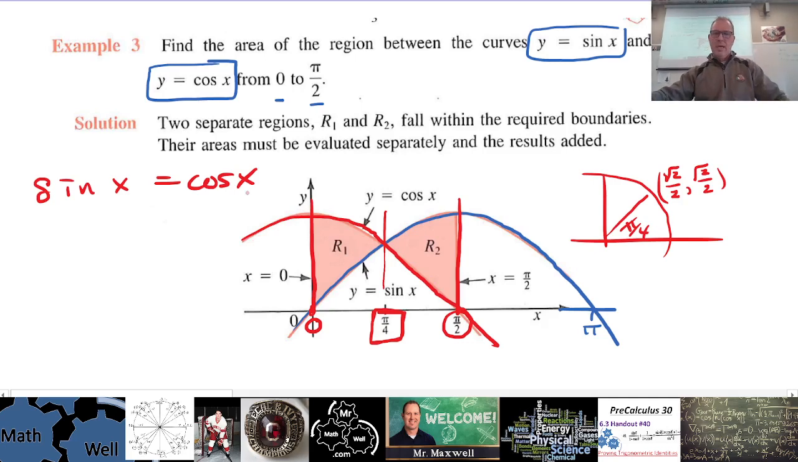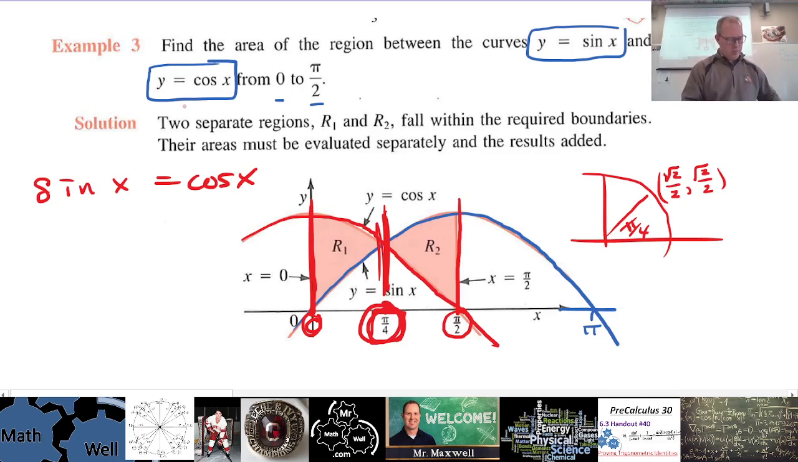Okay, all right, so that means that I need to split this into 2 pieces, and R1 I'm going to be able to find by going from 0 to pi over 4 only, and cos is going to be on top for that one. So we'll do, let me just check notation.